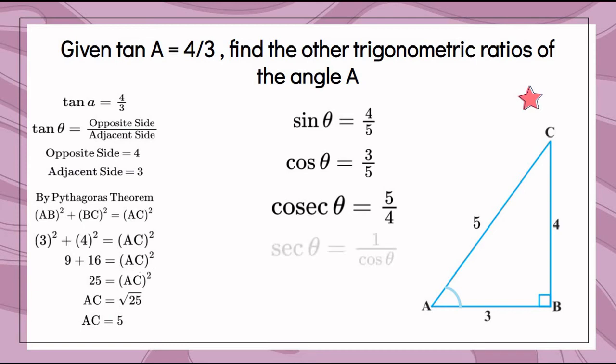And then the next ratio we have is secant theta, or sec theta. So sec theta is equal to 1 by cos theta. We know the value of cos theta, which is 3 by 5. So the reciprocal of 3 by 5 is going to be 1 over 3 by 5.